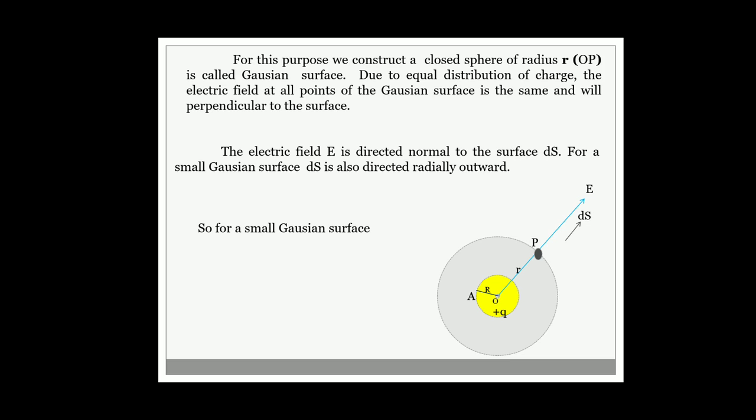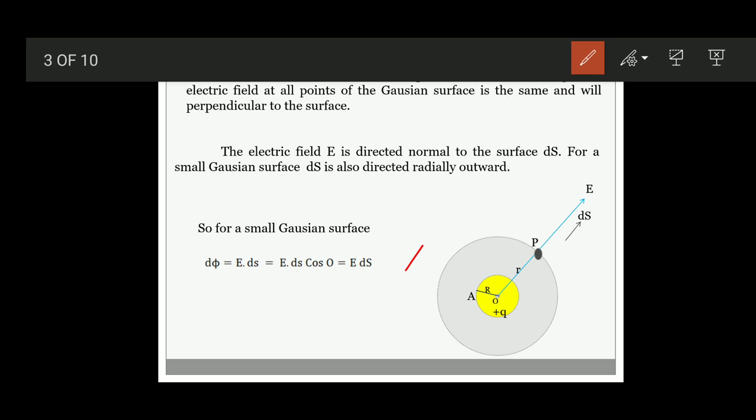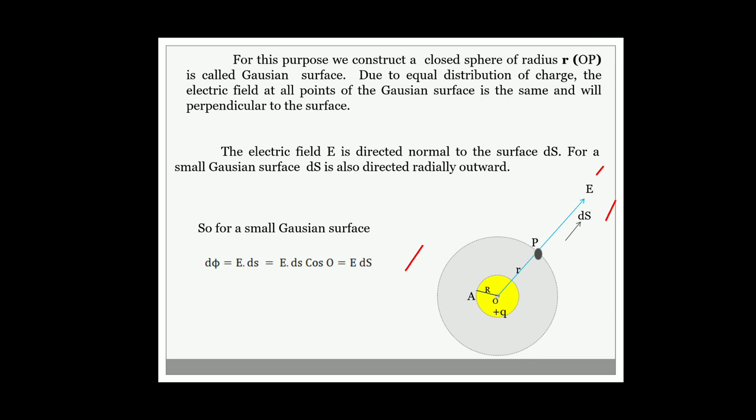For a small area ds, the flux, the number of lines of force which is passing normal to the surface area ds, that is d phi is equal to E dot ds. So that is E ds cos 0, because the angle between E and ds is 0. Both of them are parallel. So we know cos 0 is equal to 1. So the flux d phi is equal to E into ds.